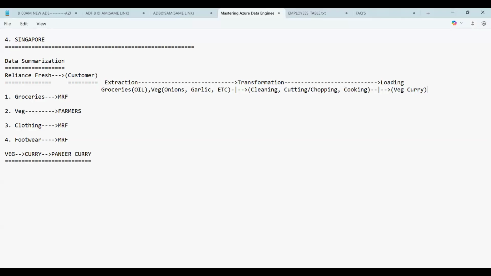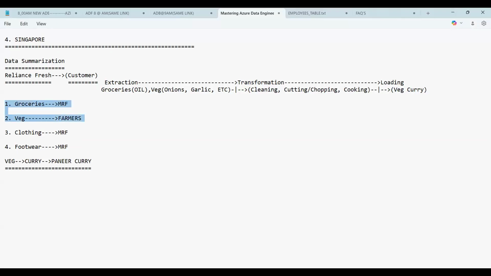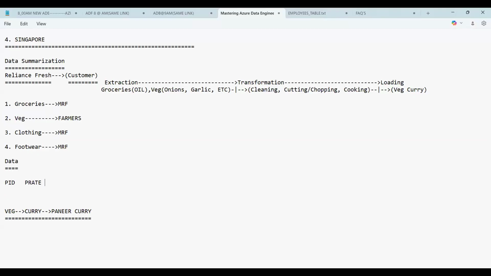In the same way, guys, if you replace these products with data, how does the data look? I will show you here. I am taking some sample data for your understanding. Let us say there is a product ID, a product rate, the product quantity sold, and the date of sales.